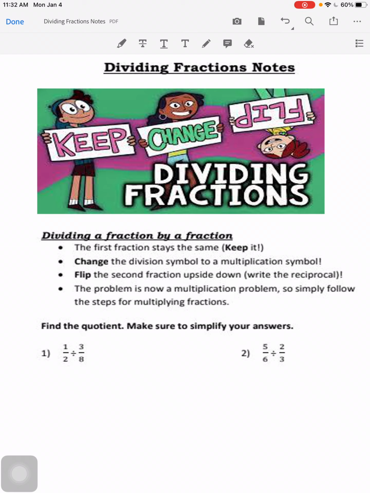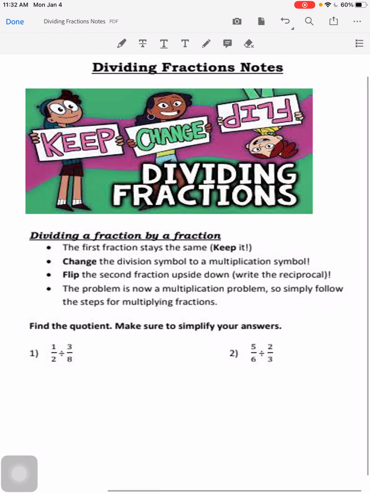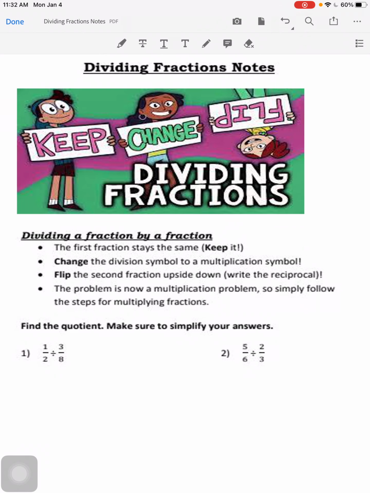So let's look at number 1. Our directions say find the quotient, which is the answer to a division problem. Make sure to simplify your answer. All right, so let's look at number 1. Number 1 is 1/2 divided by 3/8. So this is asking us how many 3/8 are in 1/2. Okay, how many 3/8 are in 1/2? 1/2 is the number that we are dividing up into 3/8 parts.